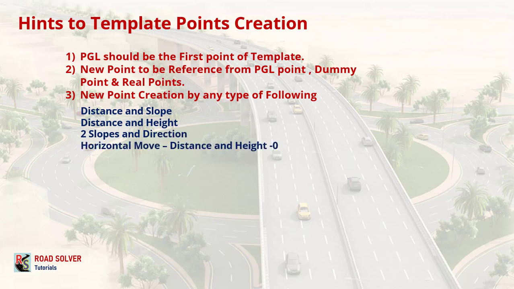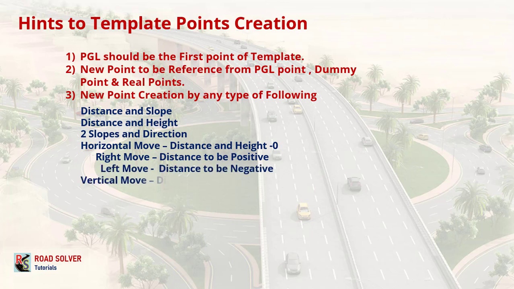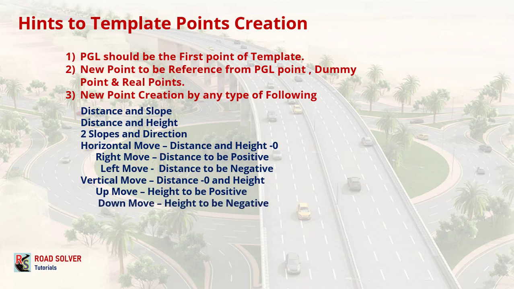Third one: horizontally, if you want to move, the height should be 0. Then for a right move, the distance is positive, for a left move, the distance is negative. For a vertical move, the distance should be 0 and the height will be a number. For an up move, the height is positive, and for a down move, the height is negative. These are the major things to create the templates.